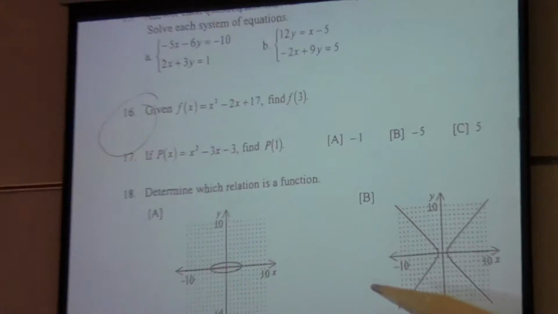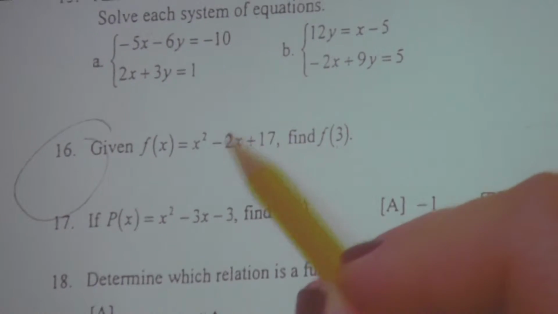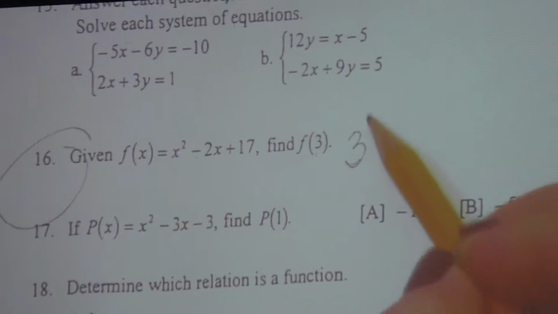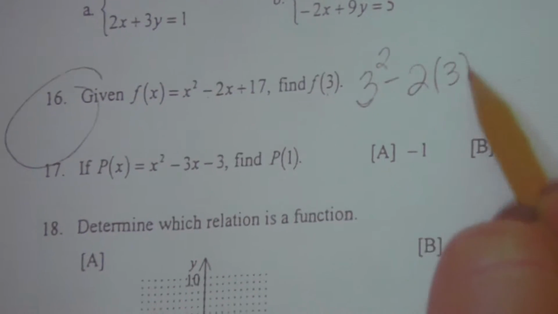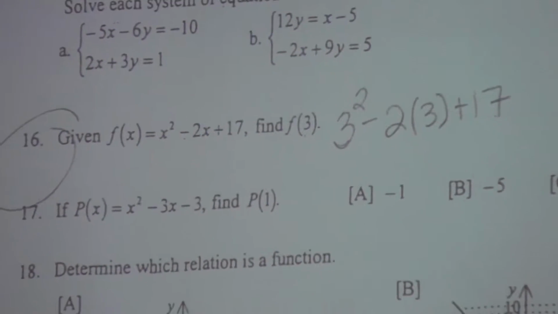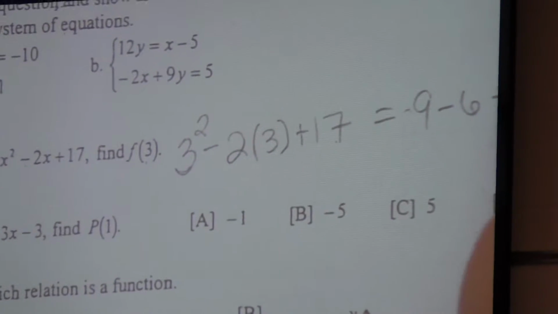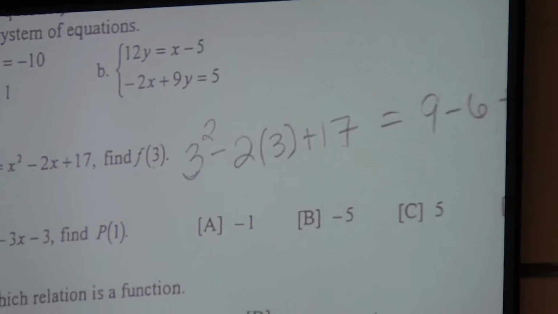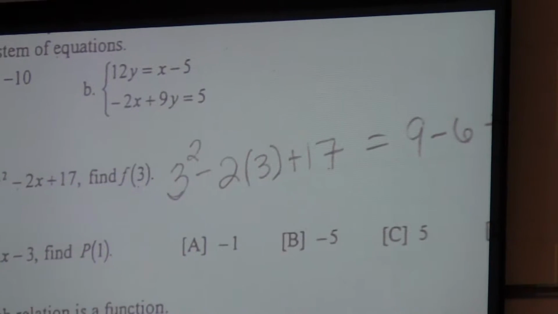There's a problem on the actual midterm, like number 16, where you have to take the 3 and plug it in for each one of the x's. Does everybody remember how to do that? So I put 3 in for an x and get 3 squared minus 2 times 3 plus 17. We're good with that, right? So we square the 3 and we get 9 minus 6 plus 17, and then we can just stick that right in our calculator. 9 minus 6 plus 17. Get our answer. Oh, what else we got?